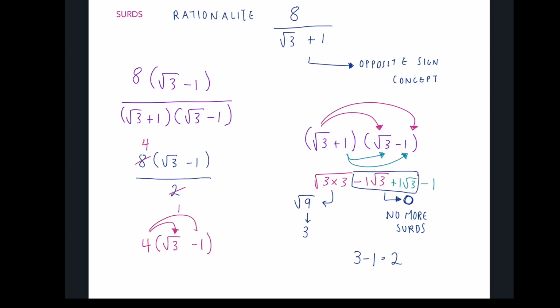Now we have to multiply the 4 by everything in the bracket using our expanding arrows, and that's going to be 4 square root 3 minus 4. And that's our final answer.